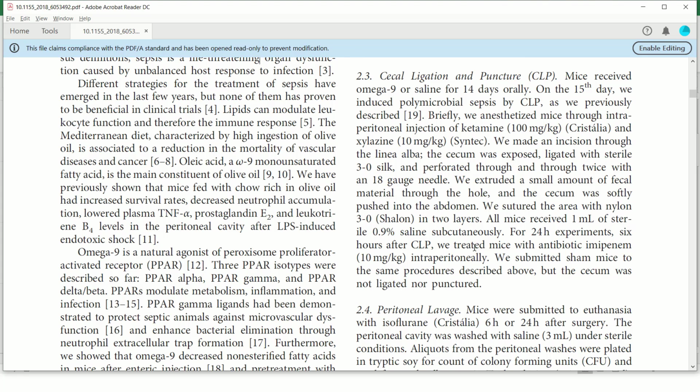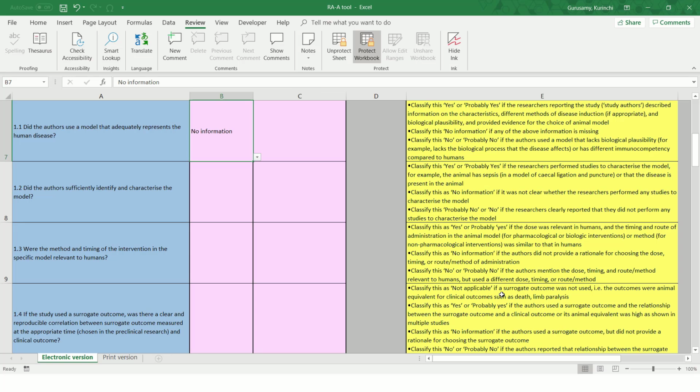So the bottom line is we don't know. Again we are saying it's no information, because they haven't said that they did not perform any studies to characterize the model. So we would go for no information.